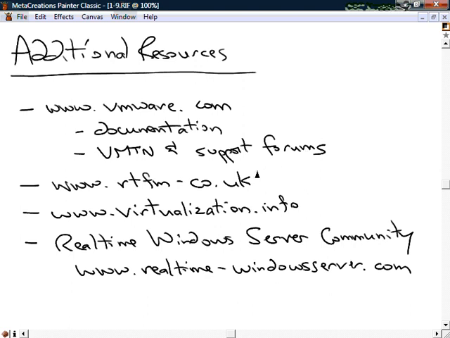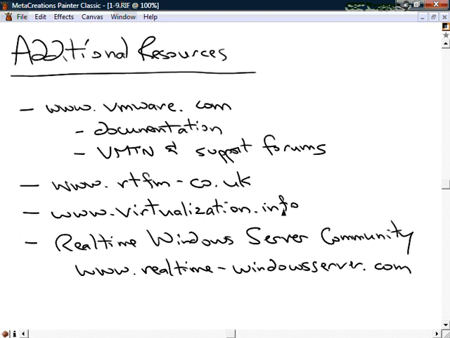There are a couple of third-party sites, some blog sites, some community sites that you can take a look at as well. There's www.rtfm-ed.co.uk. That's Mike Laverick, a buddy of mine. Mike Laverick's got a blog site where he does a lot of work on VMware and produces some great collateral that can help you understand more about VMware and also up-to-date information about it. Alessandro over at virtualization.info also has some great market news, what's going on in the world of VMware from the business perspective, and also some good technology information.